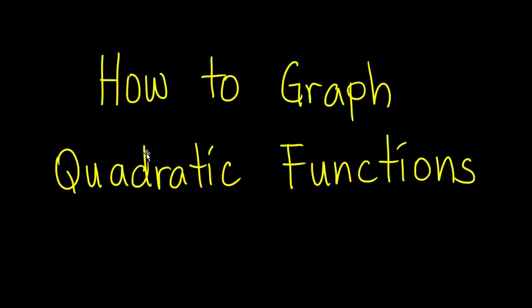In this video, we will learn how to graph quadratic functions. A quadratic function is a function of second degree, such as the following: f of x equals (x minus 3) squared minus 2. To make the graphing simple and easy, we have to identify the value of the vertex.